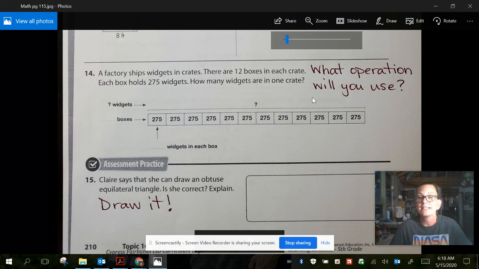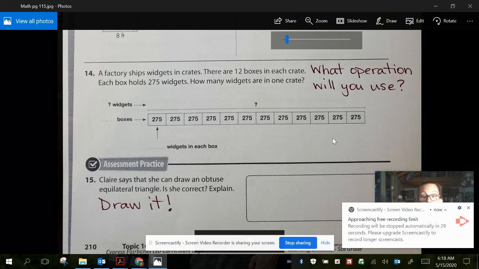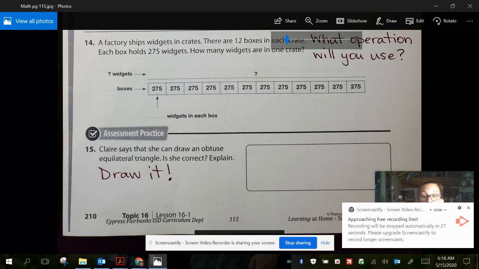Number 14 is an operations problem. So you need to tell me what operation you are using. And then finally, number 15, draw it out and see if you get it right.